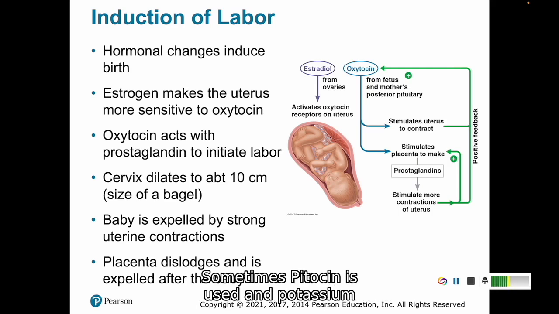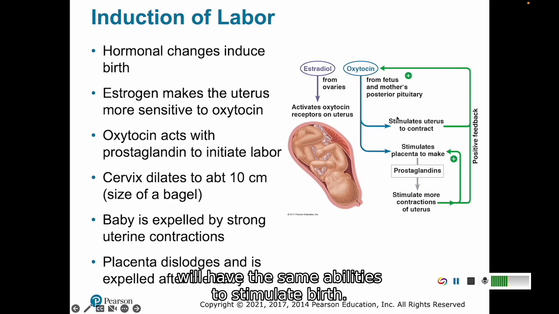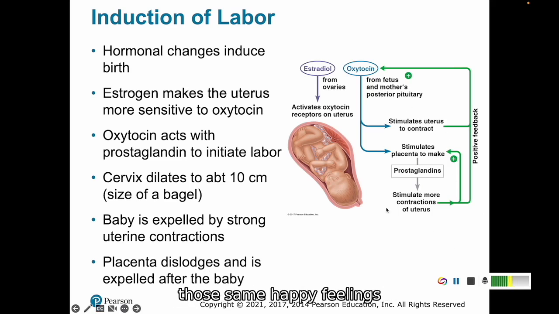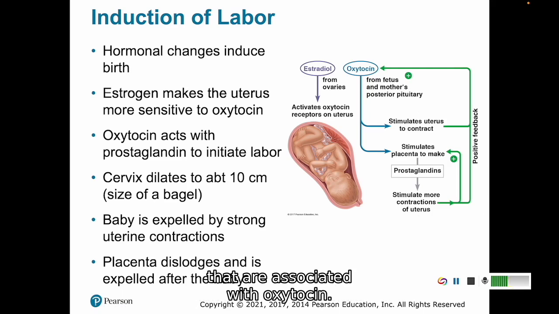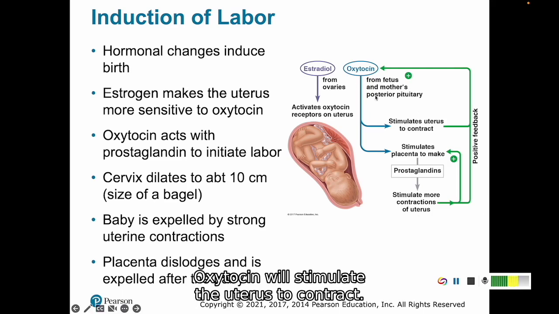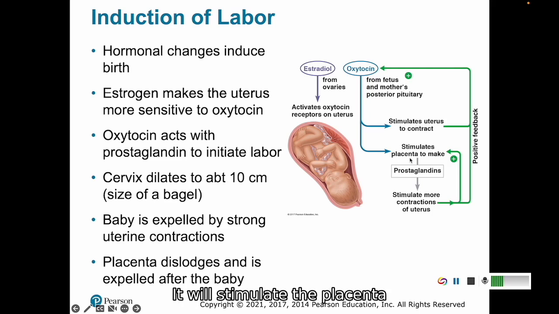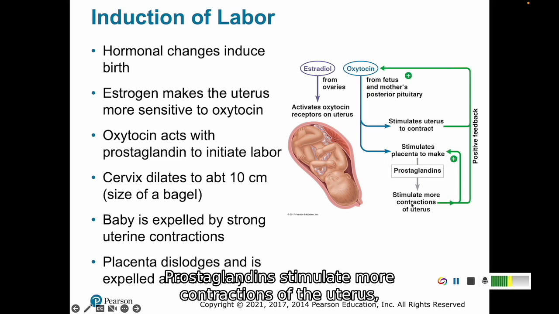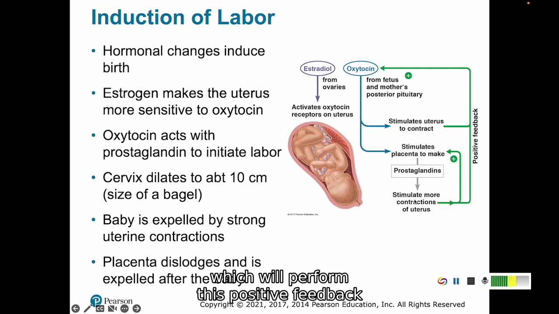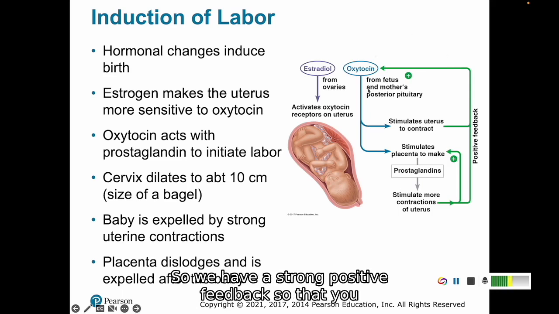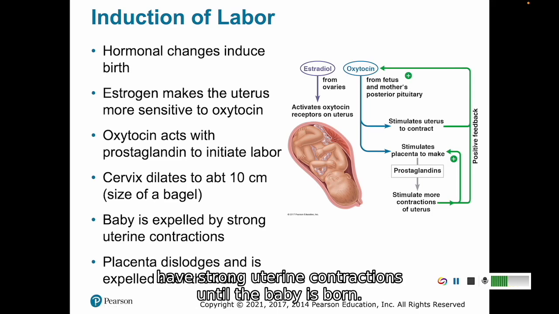Sometimes Pitocin is used, and Pitocin will have these same abilities to stimulate birth, but Pitocin does not come with those same happy feelings that are associated with oxytocin, though. Okay, so oxytocin will stimulate the uterus to contract. It will stimulate the placenta to start making prostaglandins. Prostaglandins stimulate more contractions of the uterus, which will form this positive feedback to increase the levels of prostaglandin. And those contractions also stimulate positive feedback of oxytocin. So we have a strong positive feedback so that you have strong uterine contractions until the baby is born.